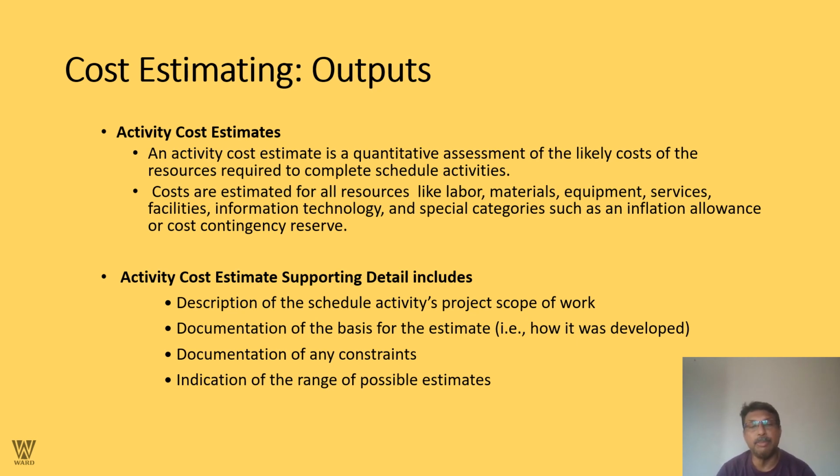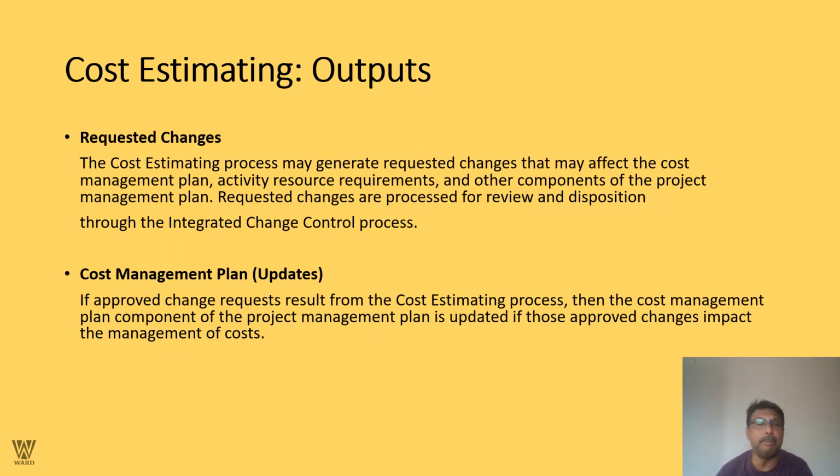Activity cost estimate supporting details include a description of the schedule activity, the project scope of work, documentation of the basis for the estimate, that is how it was developed, documentation of any constraints, and an indication of the range of possible estimates. As the case might be, the cost estimate process might generate a requested change that may affect the cost management plan. We are talking about activity resource requirements.